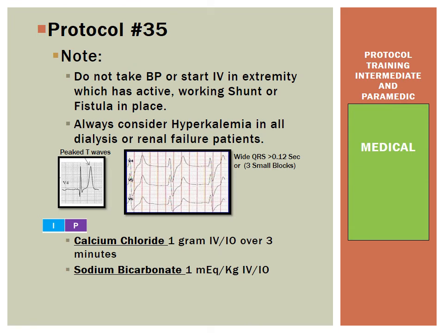So just a few notes on this. Do not take BP or start IVs in extremities which have active working shunts or fistulas in place. And always consider hyperkalemia in all dialysis and renal failure patients. And we see this by peaked T waves and wide QRSs. Again, for the treatment: calcium chloride 1 gram IV-IO over 3 minutes. Sodium bicarbonate 1 milliequivalent per kilogram IV-IO.